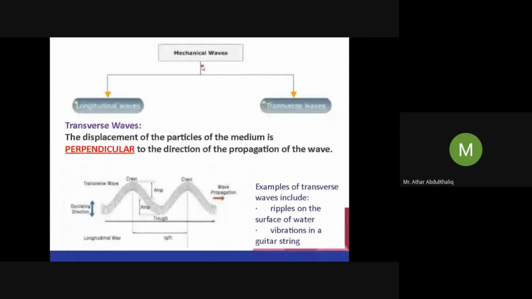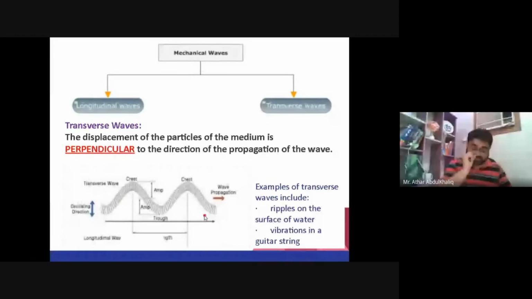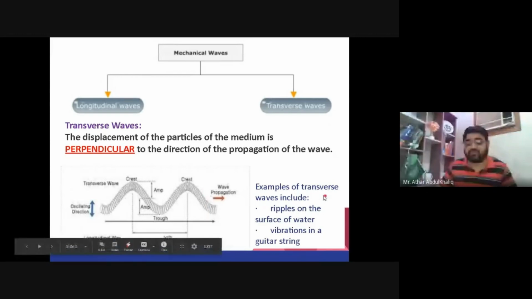Mechanical waves are further divided into longitudinal waves and transverse waves. A transverse wave is one in which the wave particles move up and down but the wave moves forward. So if the wave is moving to the right, the particles will move up and down. Like I gave you the example of water and the rope: whenever you move the wave in the rope, your hand moves up and down, the rope moves up and down, but the wave moves forward. This kind of wave is called a transverse wave. Transverse waves are the ripples on the surface of the water and the vibration in a guitar string.